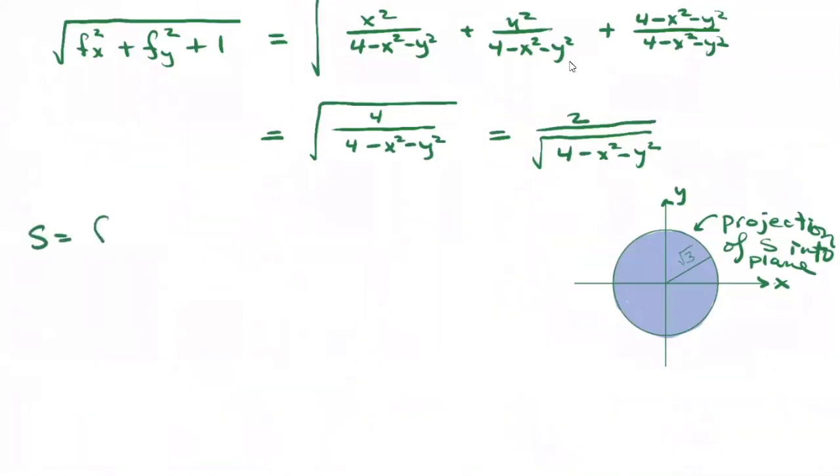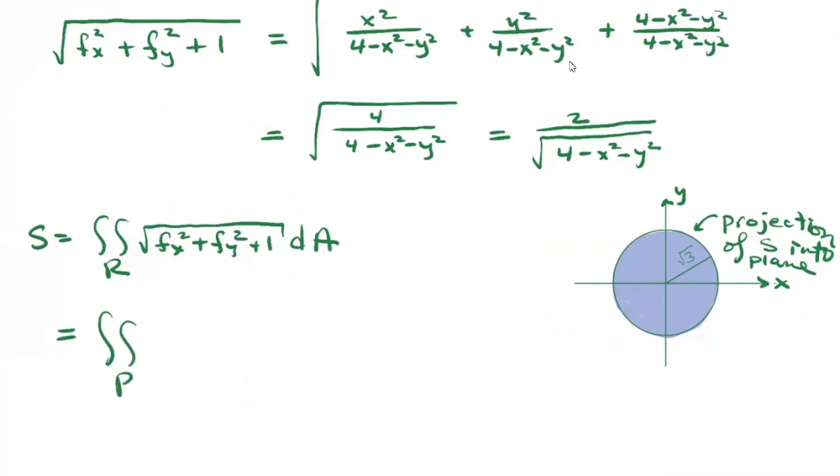Surface area is the double integral over R of the square root of fx squared plus fy squared plus 1 dA. So this is going to be like this: 2 over the square root of 4 minus (x squared plus y squared), and then a dA.